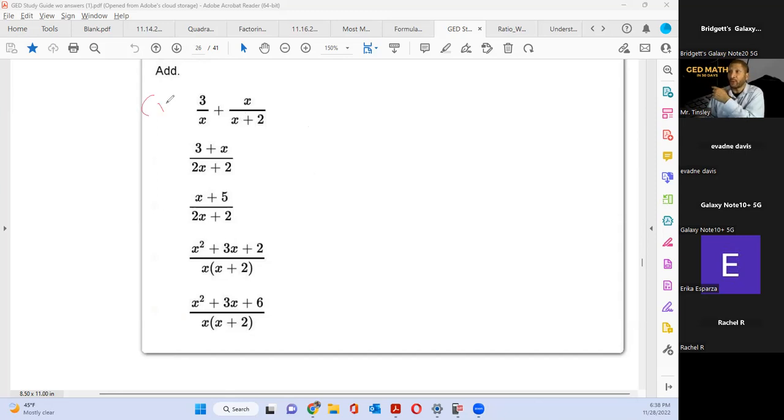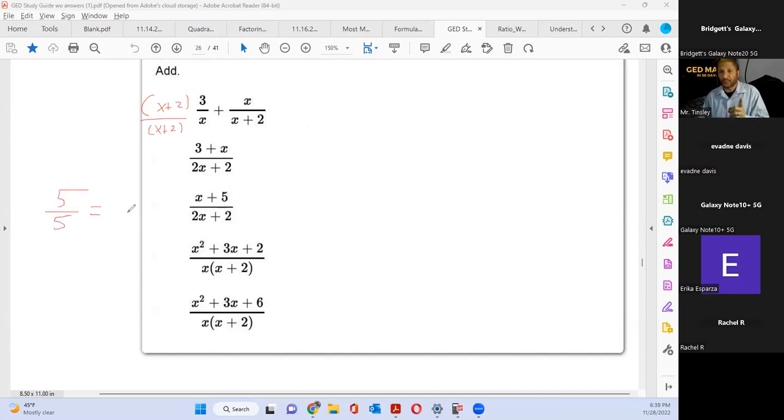I'm going to multiply this side by x plus 2. Whatever I do at the top, I do on the bottom. So you have to understand that thinking too. Every math teacher says it: whatever you do to the top, do to the bottom. But understand why.